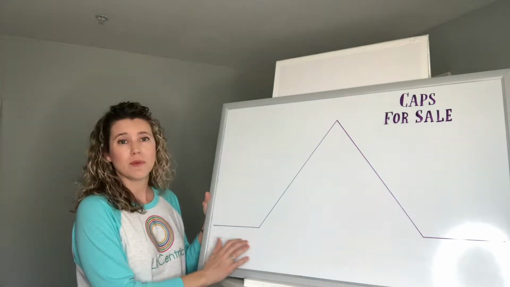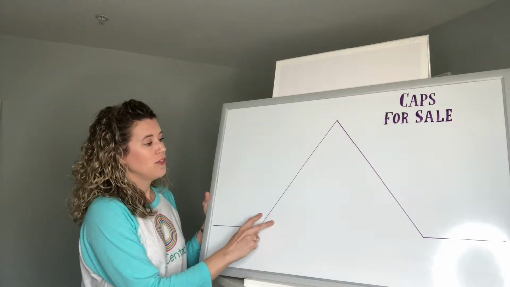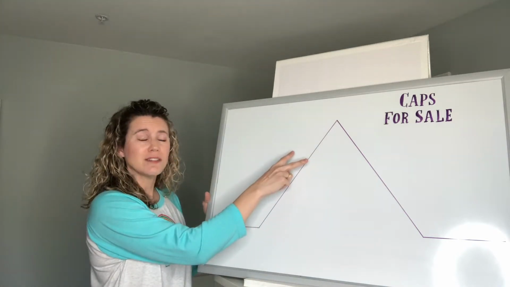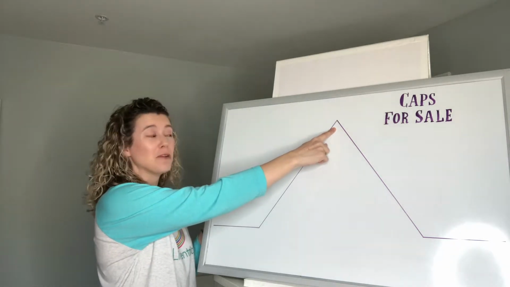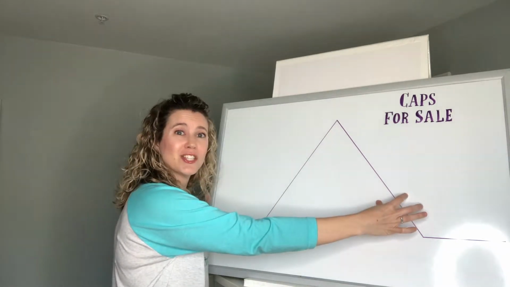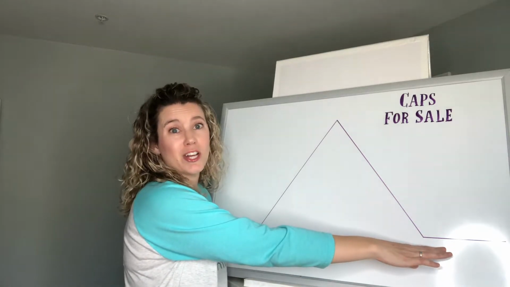But if I were going to label it, I would call this a lead. This here is called the rising action. Here we have the climax, so obviously the tipping point, kind of like the top of the mountain. Here we have the falling action, and then at the bottom we have our conclusion.